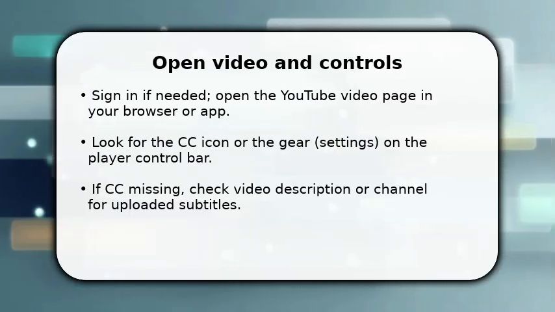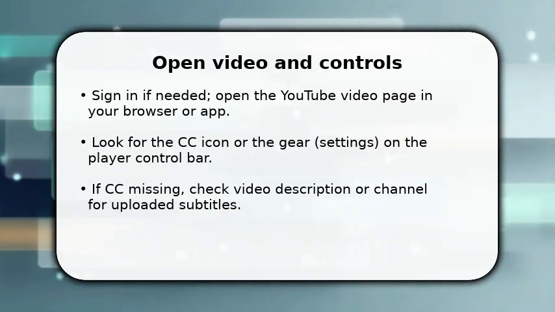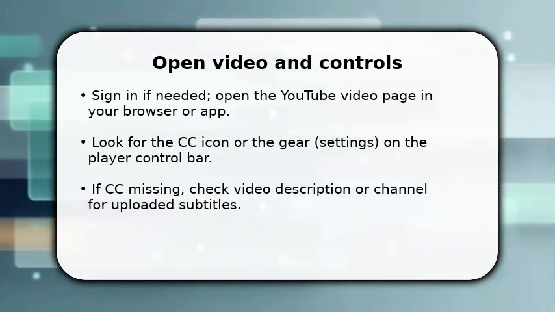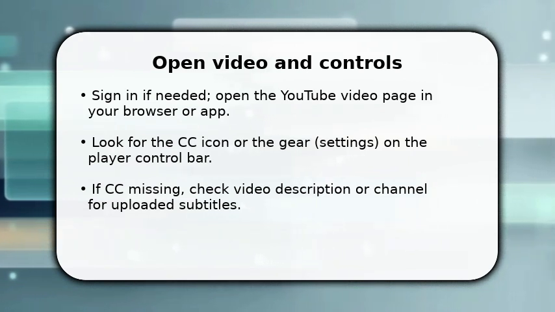You start by opening the YouTube video and focusing on the player controls so you can act immediately. You tap or hover to reveal the CC icon and the gear. These are your entry points for captions because they toggle and configure subtitle tracks.